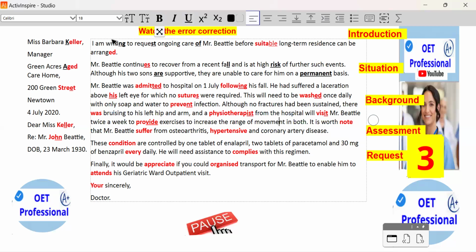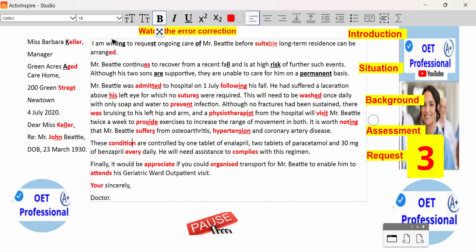It is worth note, so we would say it is worth noting that Mr. Beattie suffer. Mr. Beattie is the third person. I suffer, you suffer, he suffers from osteoarthritis. Hypertensive is an adjective. We need a noun. So it's hypertension. He suffers from hypertension and coronary artery disease.